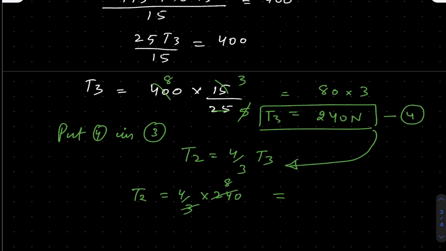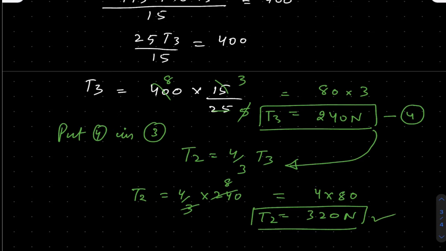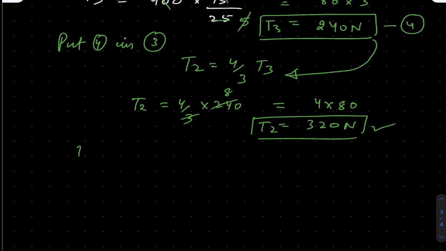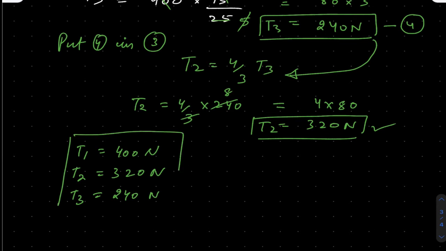3 into 80 is 240, so 4 into 80. It comes out to be 320. So finally we can write T1 equals 400 Newton, T2 equals 320 Newton and T3 equals 240 Newton. These are the values. I hope you enjoy this numerical and you understand how we can easily solve the equations to find out the required variables.